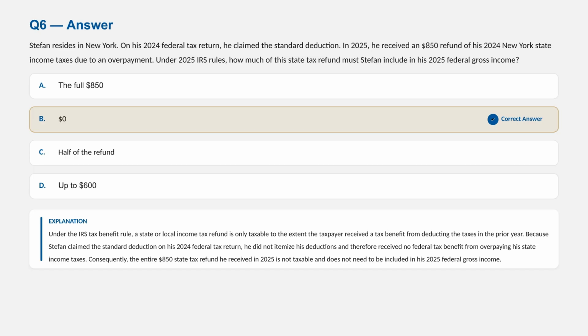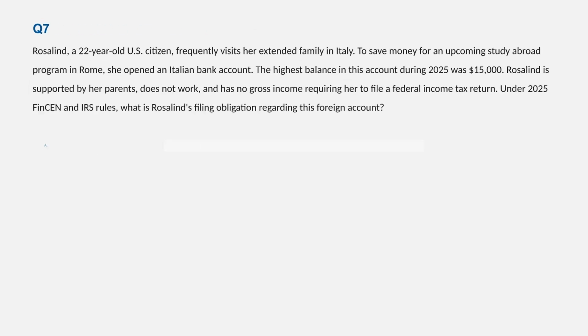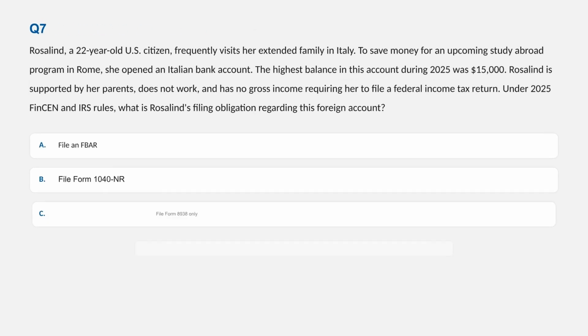Consequently, the entire $850 state tax refund he received in 2025 is not taxable and does not need to be included in his 2025 federal gross income. Great. Now let's move to our next question. Alright, let's move to question 7.